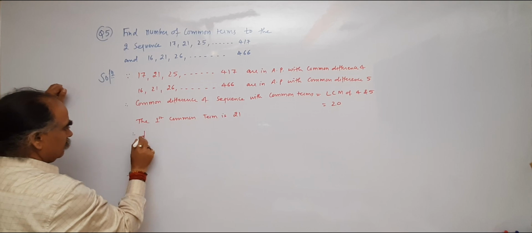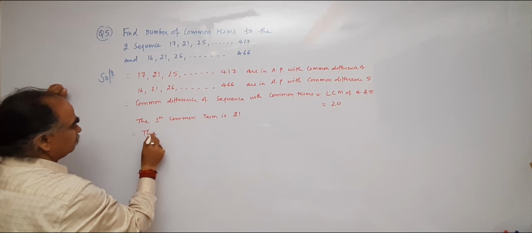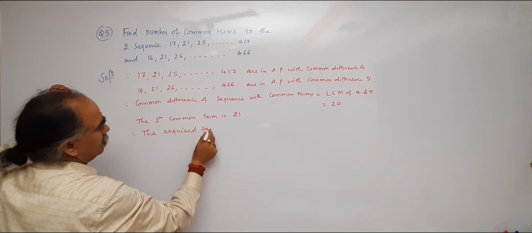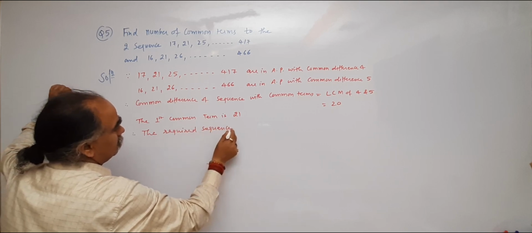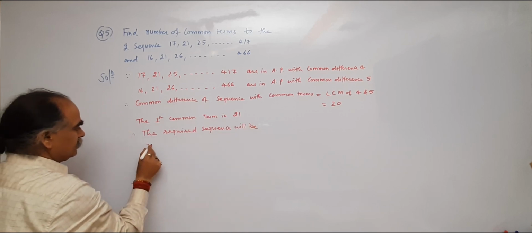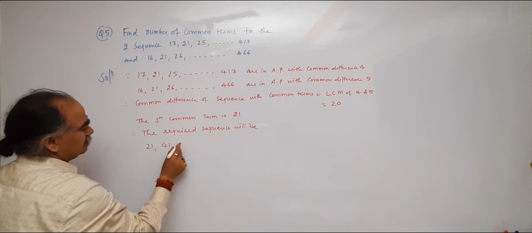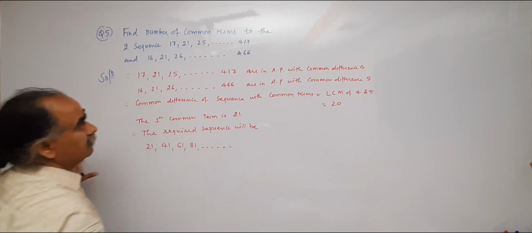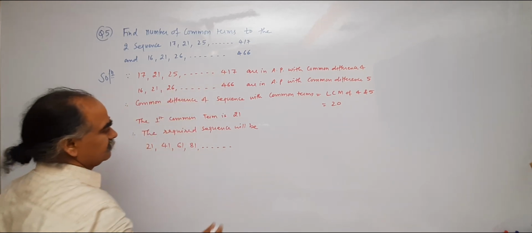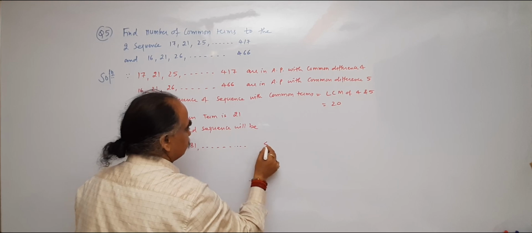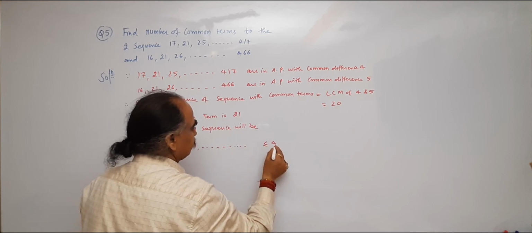Therefore, the required sequence will be 21, 41, 61, 81. It is before 417. Less than or equal to 417.